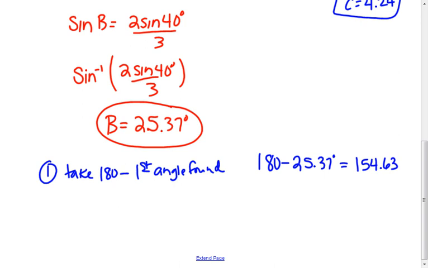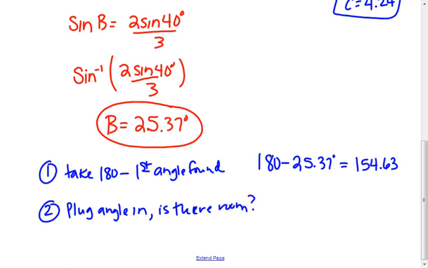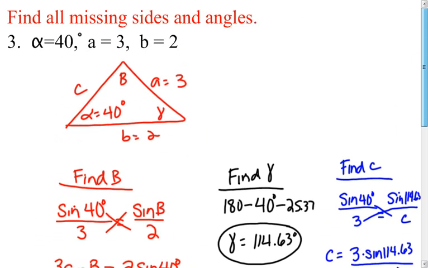Okay, then you need to ask yourself this. Plug that angle in, and then you want to ask yourself, is there room? Because remember, there's only 180 degrees in a triangle. Okay? So if I go back up here, this is what I'm wanting to know. I found angle beta first. My question is this. Can beta 2, I'm going to call it my second beta, can it be 154.63? That's a big question.